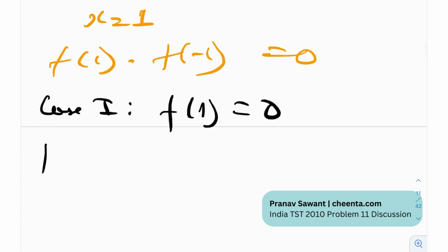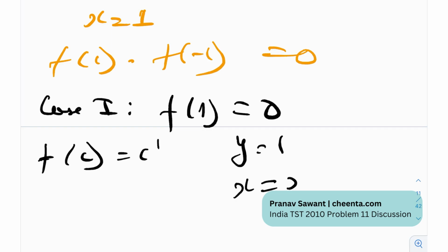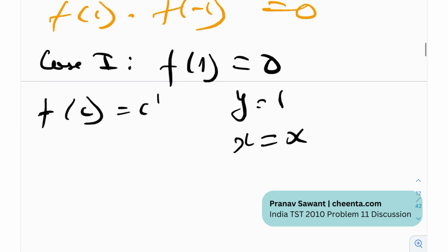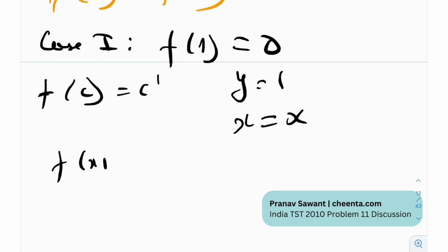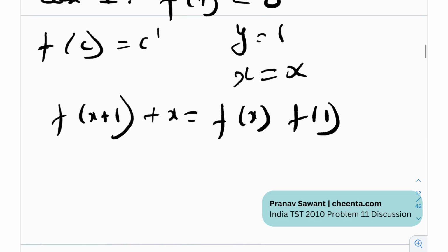Again, let me get back to that point. F of c is equal to c prime. If you know that, plug in y is equal to 1 and x equal to x. That's always a good thing to do. So what will I get? I'll get f of x plus 1 plus x is equal to f of x times f of 1. F of 1 we've considered 0 for this case. So f of x plus 1 will be equal to minus x.